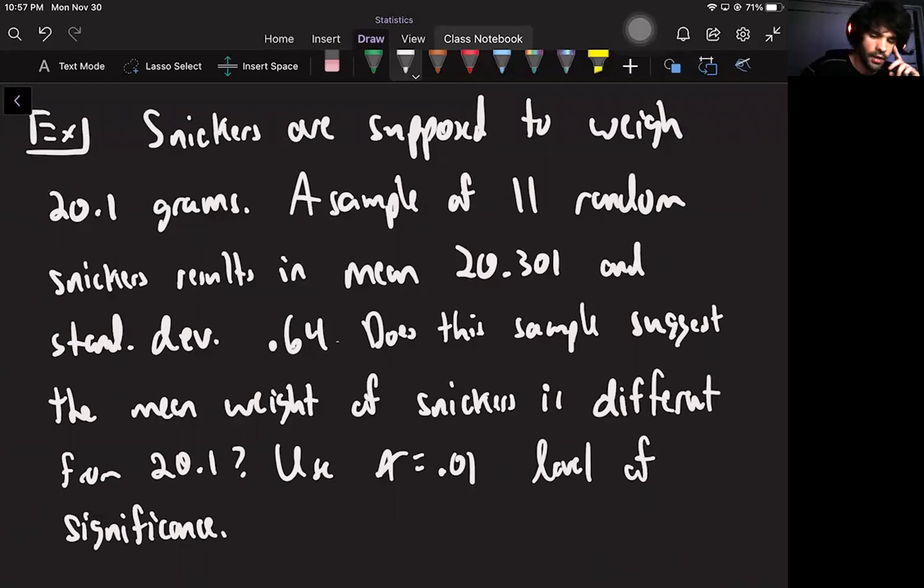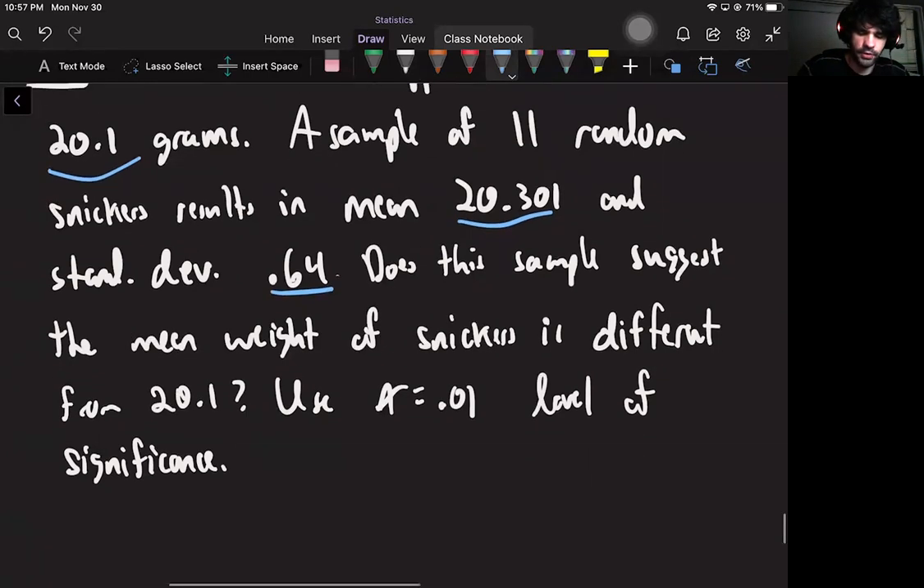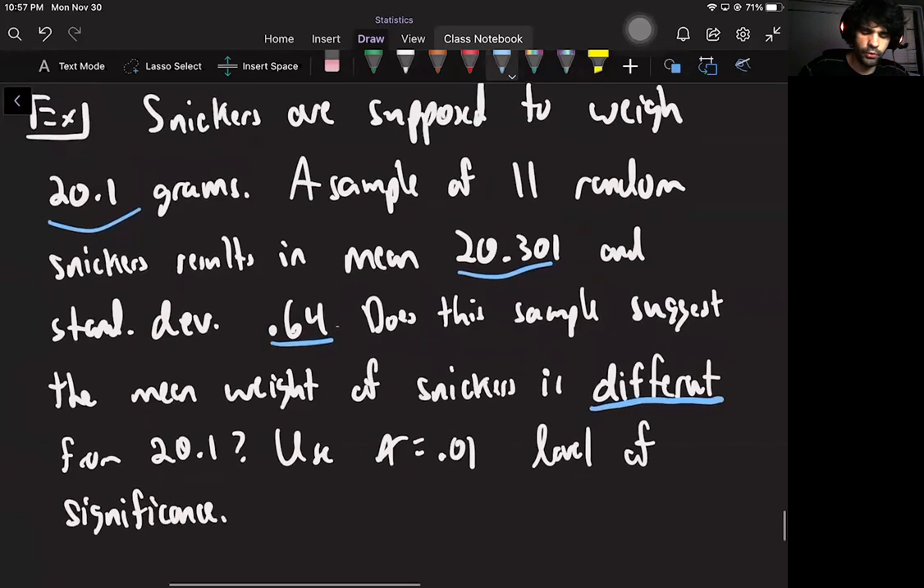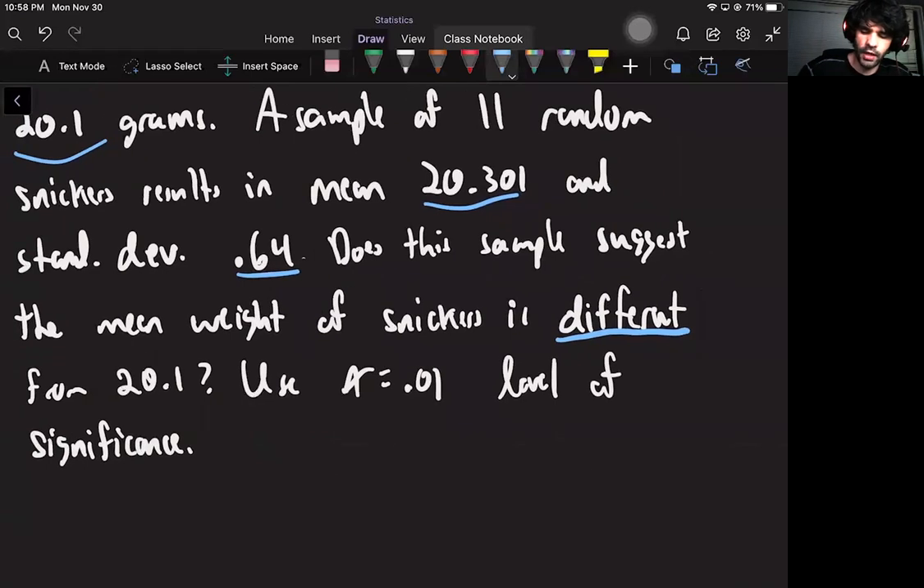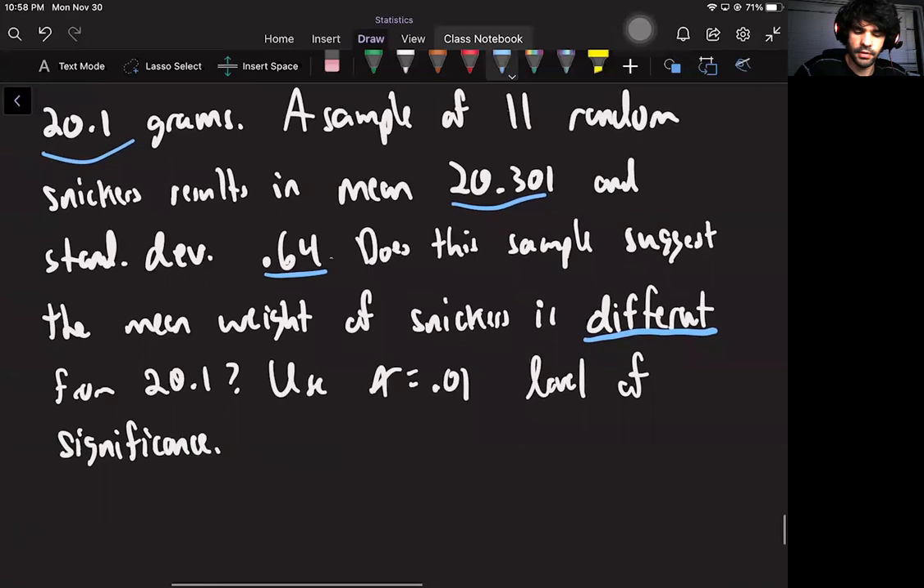So here it is. Snickers are supposed to weigh 20.1 grams. So again, this is a mean problem because this is saying like, okay, on average, they're supposed to be this amount. Then we get a sample of 11 of them, 11 random Snickers that we pick, and we get a mean. So this is going to be a sample mean. And we get a standard deviation. So that's going to be a sample standard deviation. We want to know if this sample suggests something. In this case, does it suggest that the actual weight is different from 20.1? So the key word here is different, not more, not less, and that's going to affect our alternative hypothesis.